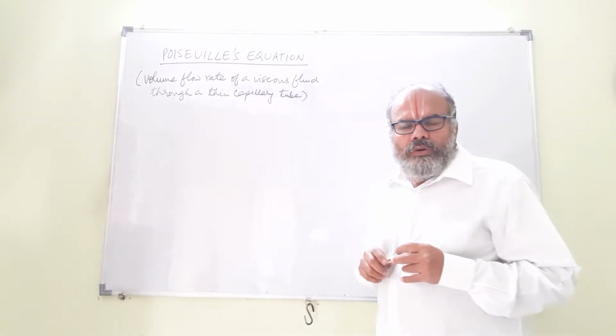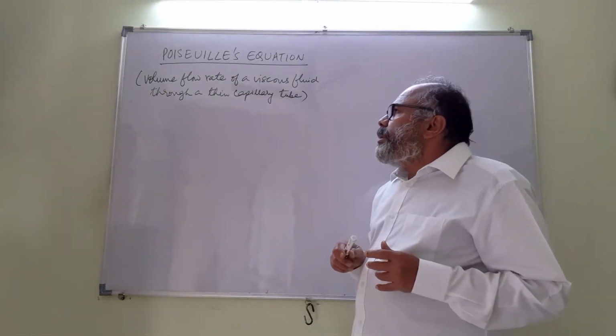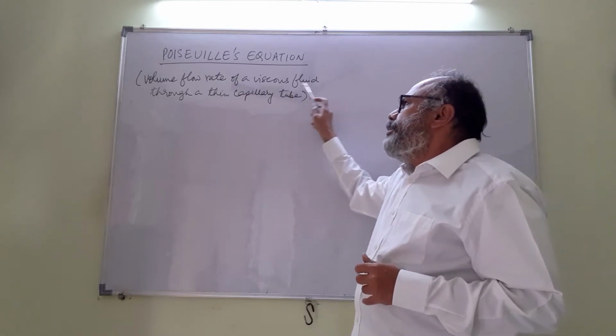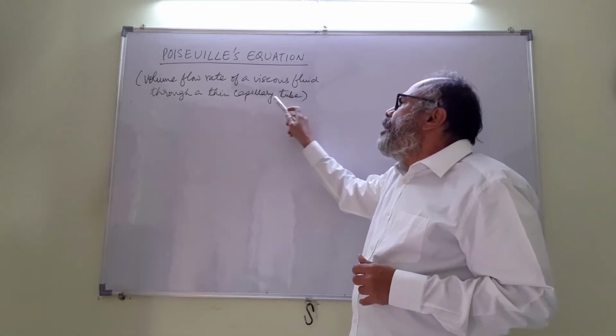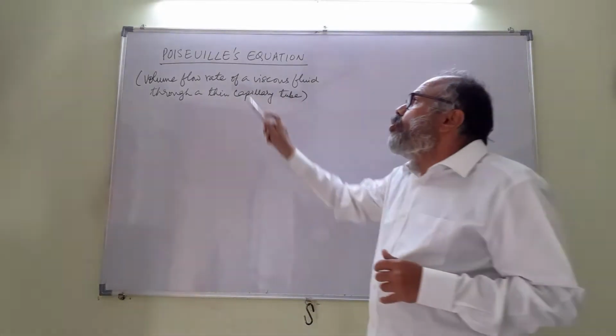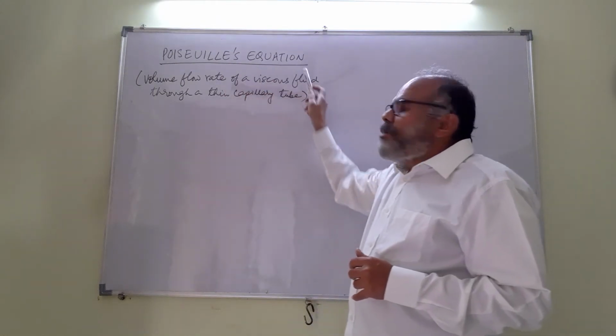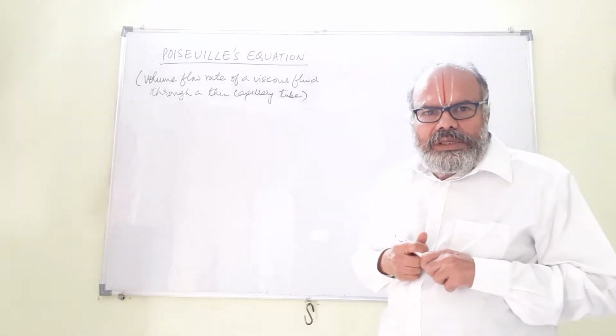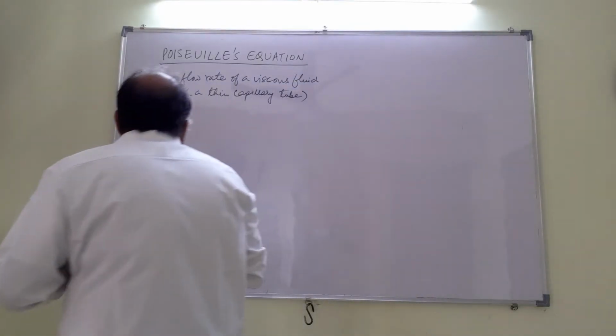In this video, we wish to derive the volume flow rate of a viscous fluid through a thin capillary tube. It is also called the Poiseuille's equation. Let us first see the basics of viscosity.